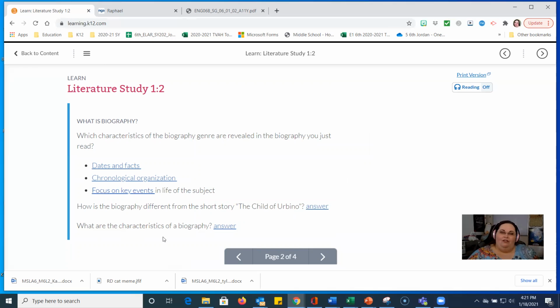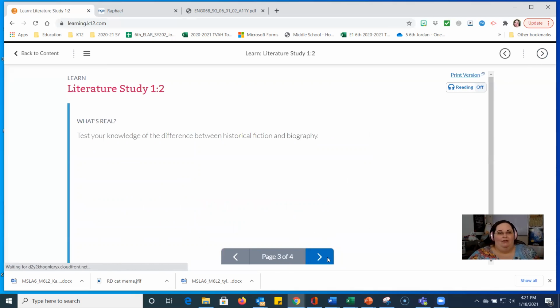What are the characteristics of a biography? Think of your answers, maybe jot them down and check. Remember, anything you write down, you can use on the quiz. All right, we have page 2, so we need to go to page 3.